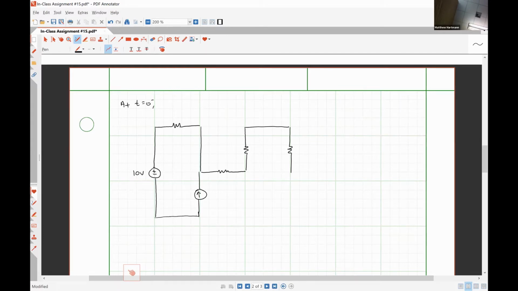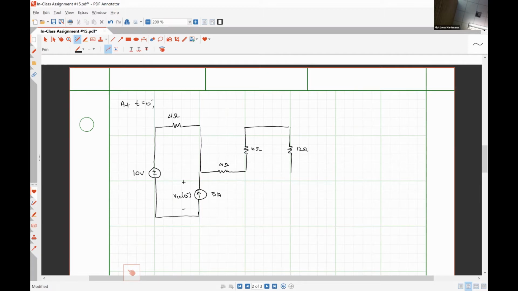All right, so let's see, this is a 4 ohm resistor. This is a 4 ohm resistor. This is a 6 ohm resistor, 12 ohm resistor, this is a 5 amp source. Trying to find this voltage VCS at 0 minus.